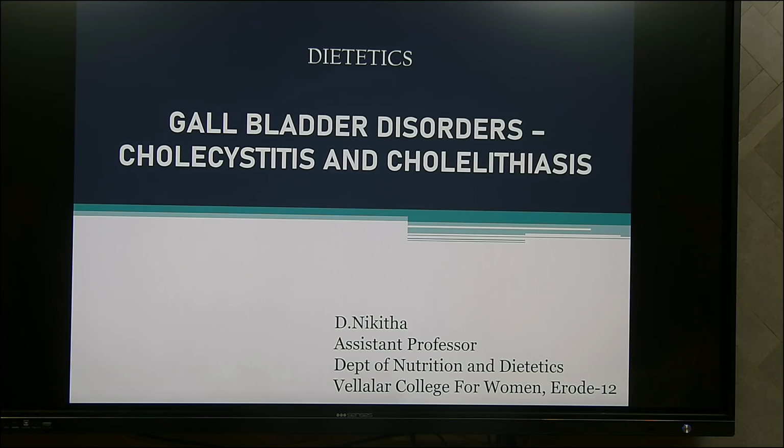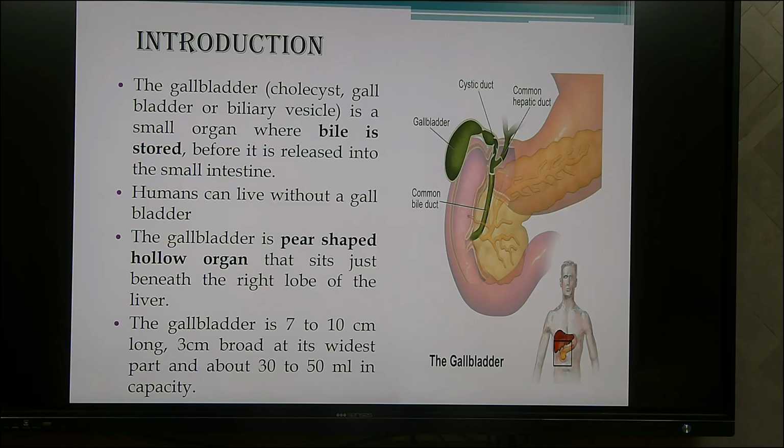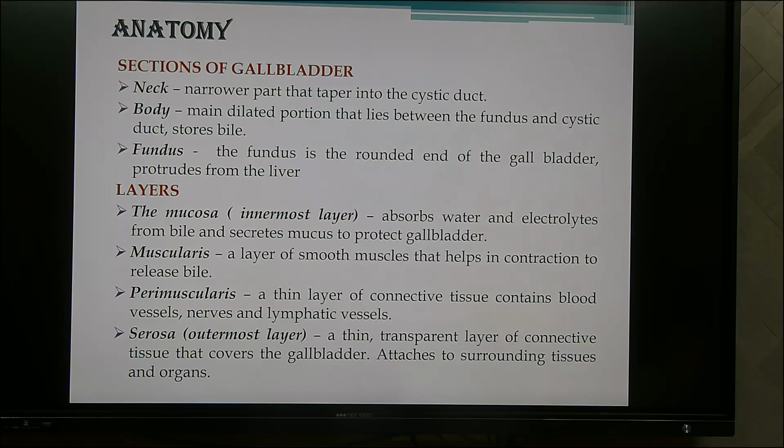The gallbladder is 7 to 10 cm long, 3 cm broad at its widest part, and about 30 to 50 ml in capacity. Anatomy includes sections of the gallbladder: the neck, a narrower part that taps into the cystic duct; the body, which is the main dilated portion that lies between the fundus and cystic duct and stores bile; and the fundus, the last part, which is rounded at the end of the gallbladder and protrudes from the liver.